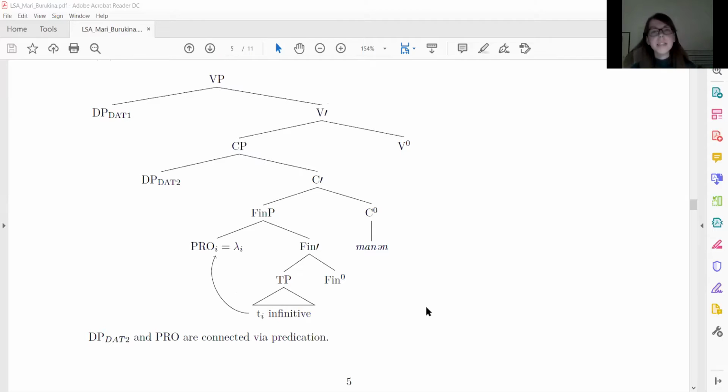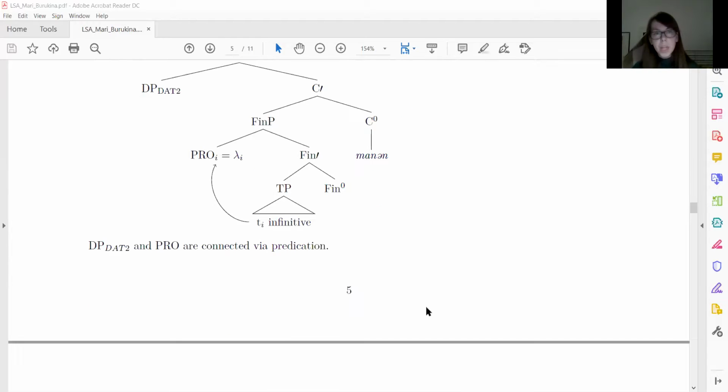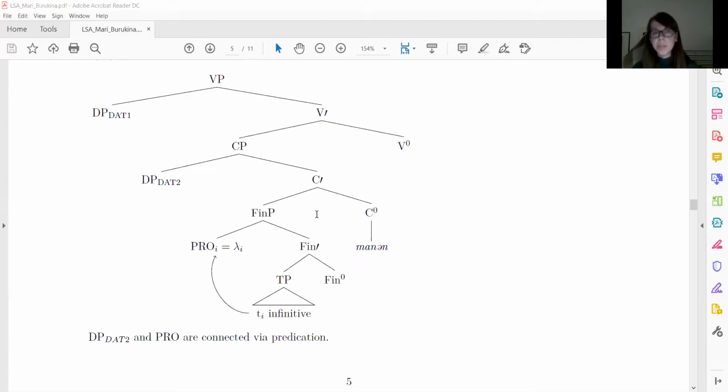And based on this analysis, we can make at least 2 predictions, and both of them are borne out, which is quite good. So if you take a look again at this structure, the first thing that we expect to see here is that this FinP, in order to be suitable as a predicate, must be not saturated. So there must be this empty slot there. There must be this big pro.